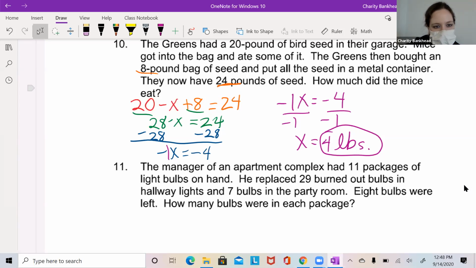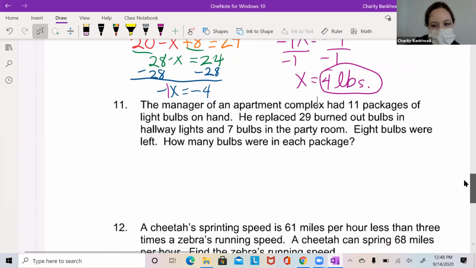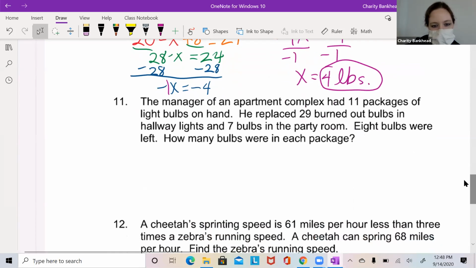Number 11. The manager of an apartment complex had 11 packages of light bulbs on hand. He replaced 29 burned out bulbs in hallway lights and 7 bulbs in the party room. 8 bulbs were left. How many bulbs were in each package?